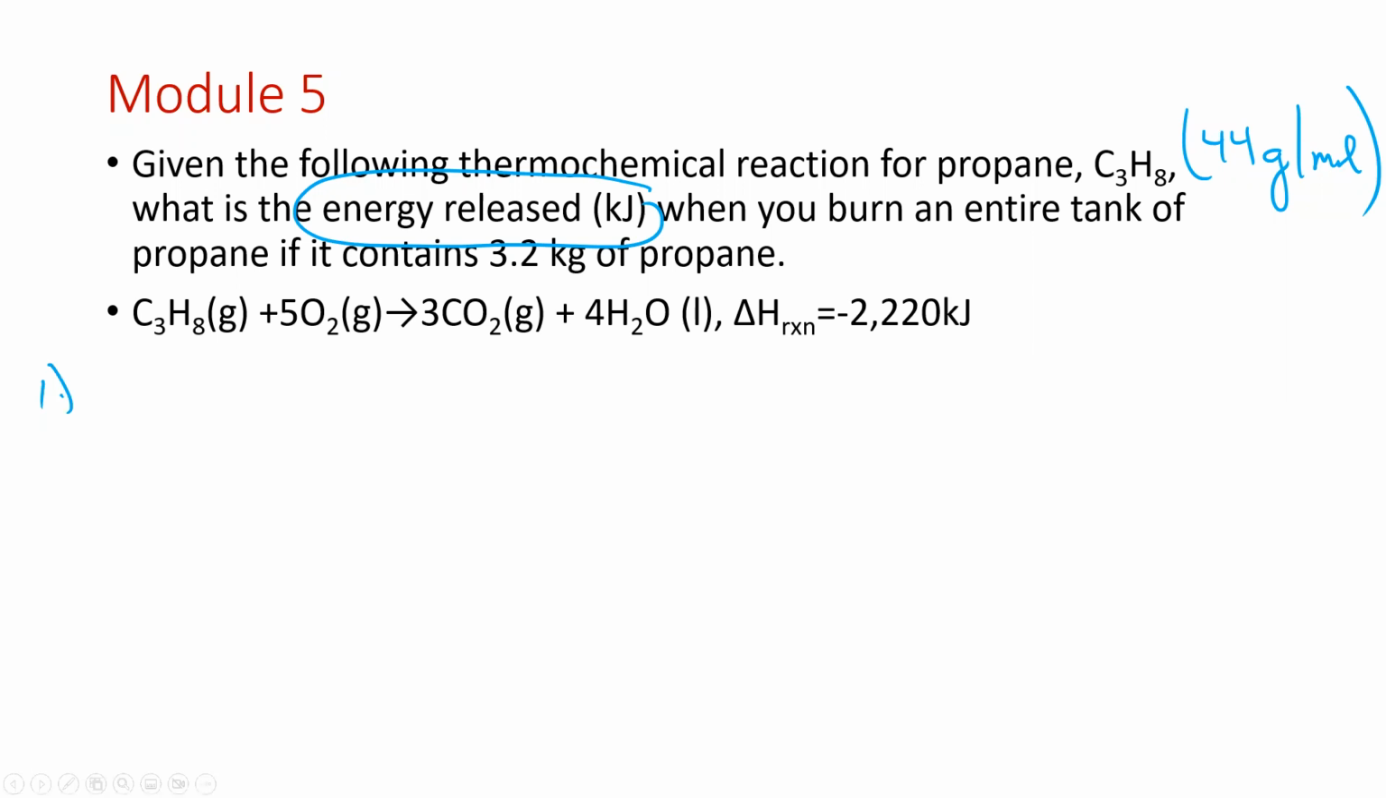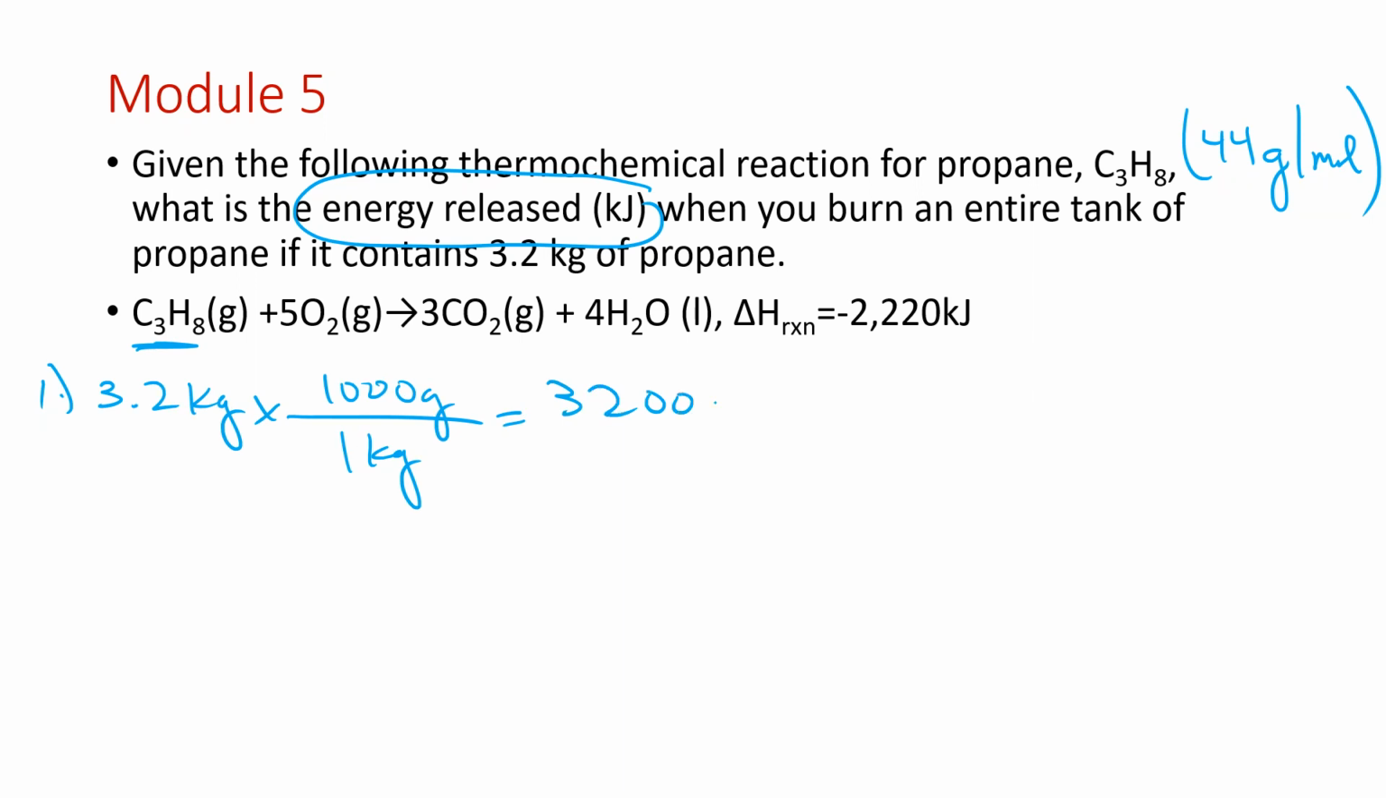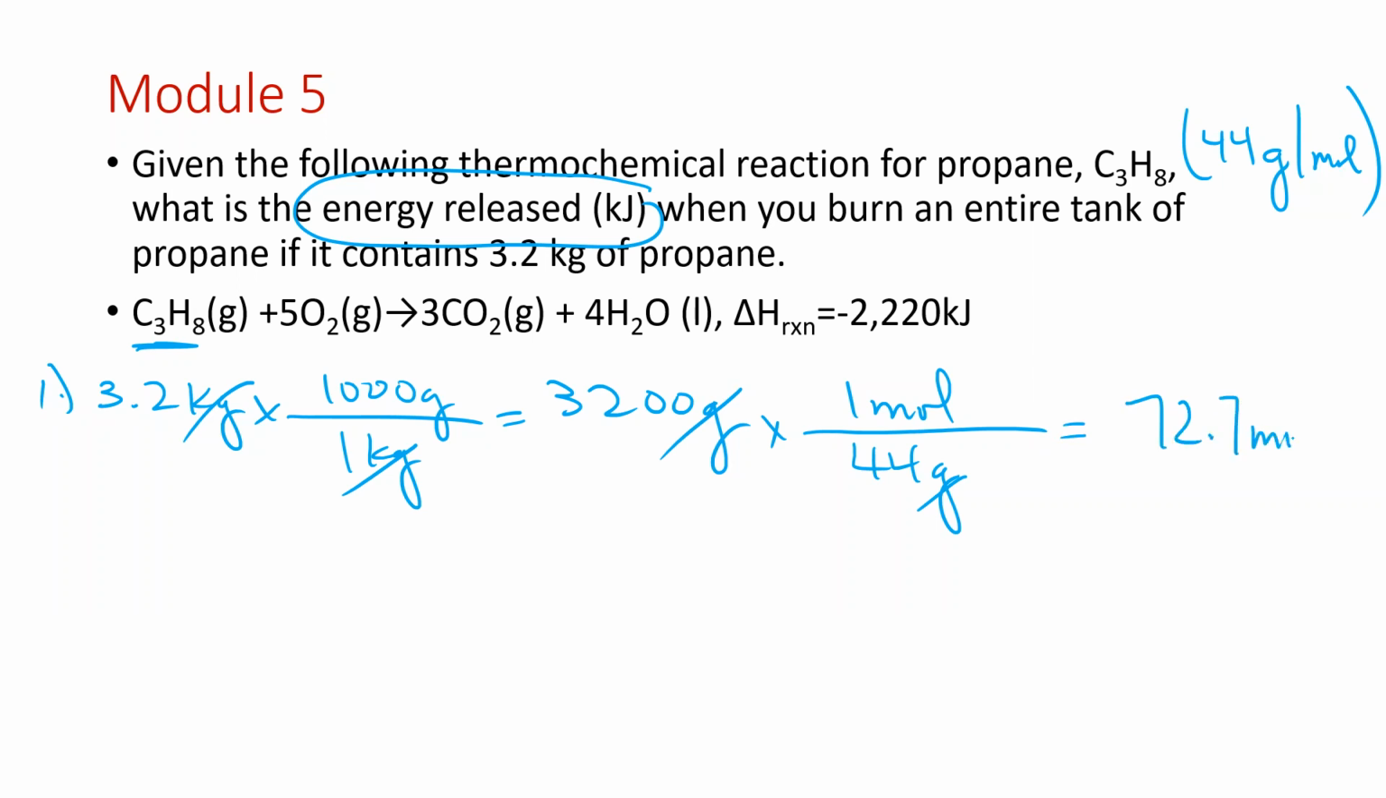Got to find moles so we can use our thermochemical equation. So I've got 3.2 kilograms. I know for every 1 kilogram, I'm going to have 1,000 grams. So we've got 3,200 grams of propane. And the molar mass of propane is 44 grams in 1 mole. So grams cancels out. And we've got something like 72.7 moles of propane.